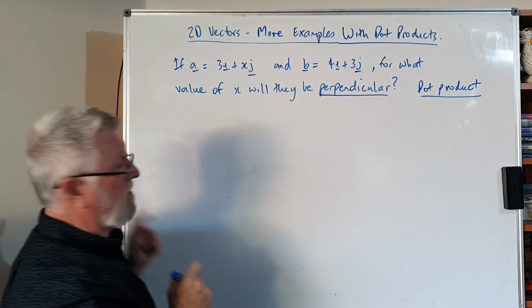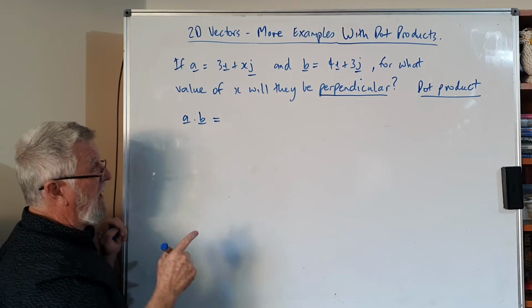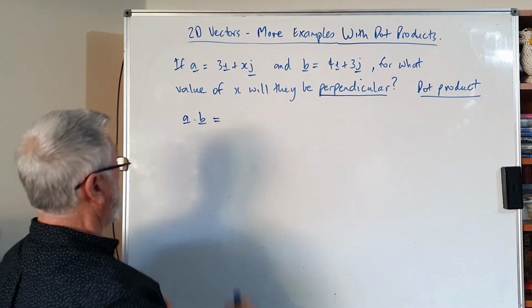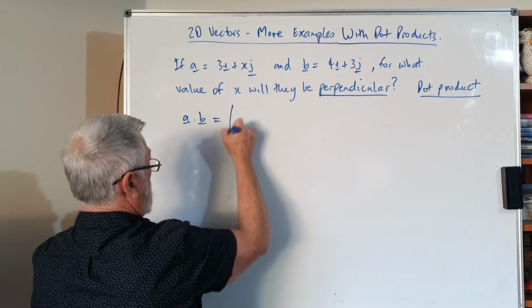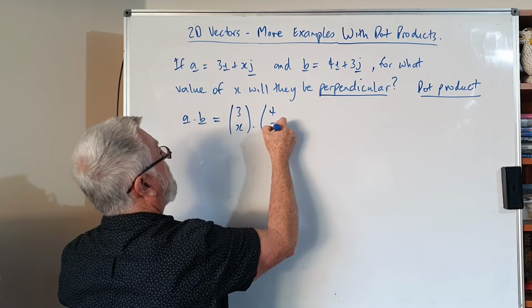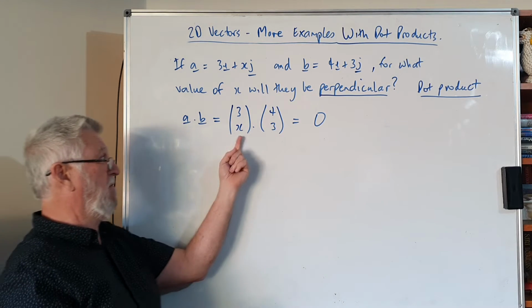So we're talking about getting the dot product, A dot B. Now, I'm not looking at the magnitude of A and the magnitude of B and using the angle in between. All I'm looking at is that this vector is 3 and x, and this vector is 4 and 3. And I want that to be 0. If that turns out to be 0, then I know what value of x that is.